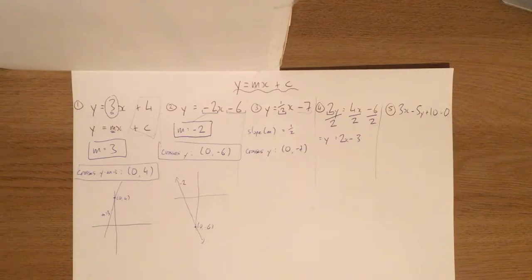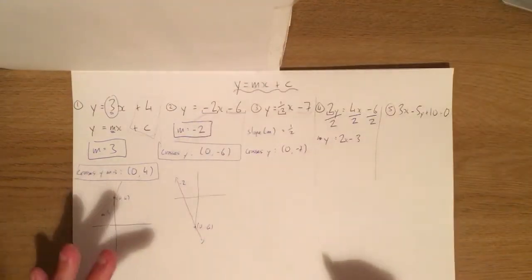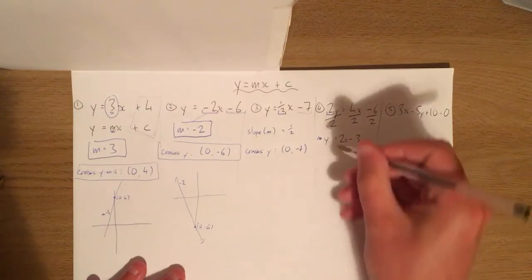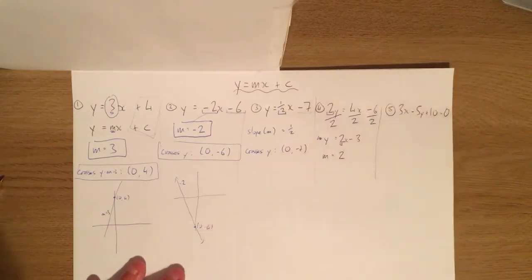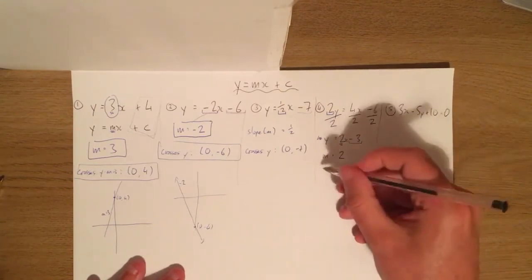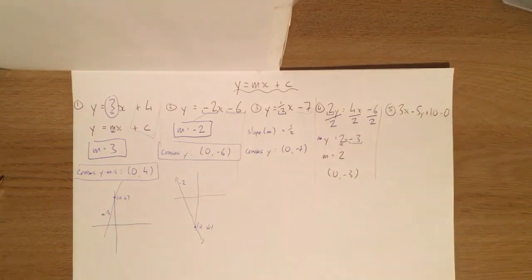Is it in the form I want now? Yes, it is. Okay, the y is on its own on the left hand side. So now I can just read off what's in front of the x. It's 2. So the slope of this is 2, and what's on its own at the end? It's minus 3. So this thing is going to cross the y-axis at 0, minus 3. So they're the two pieces of information I can get from the equation.